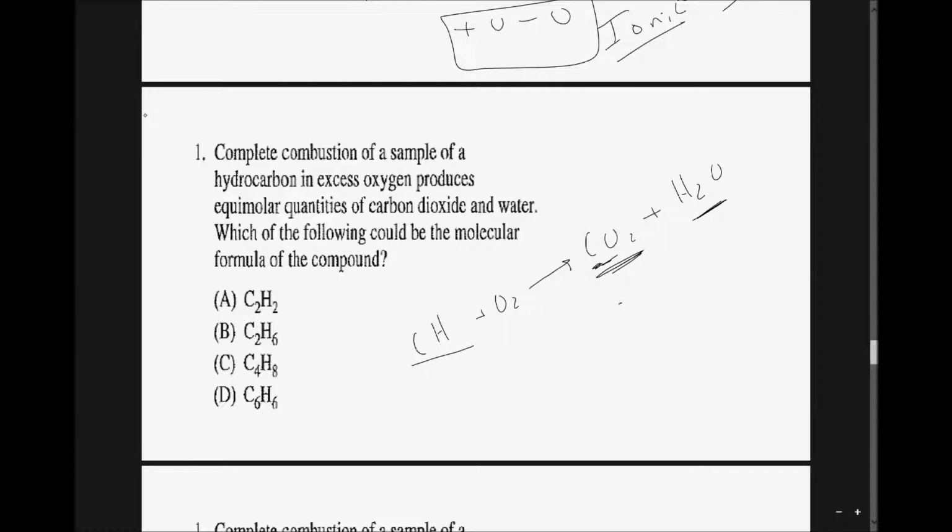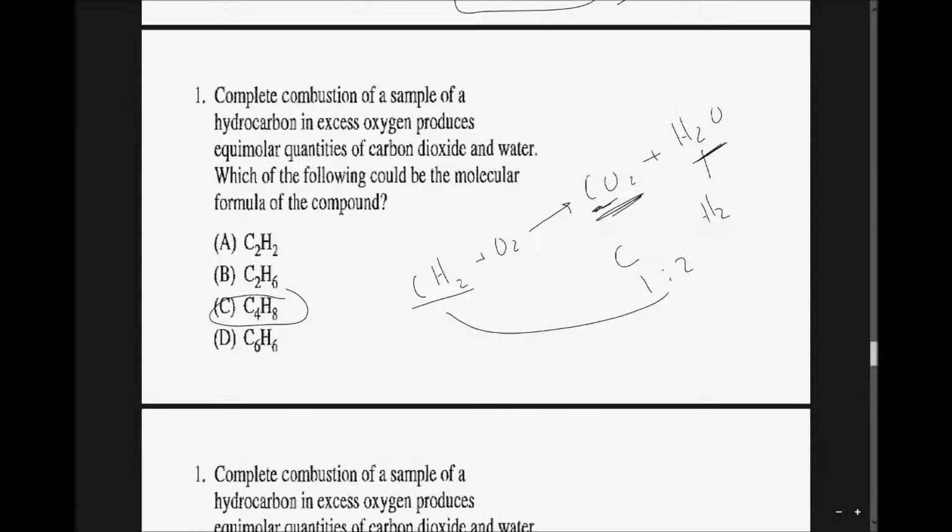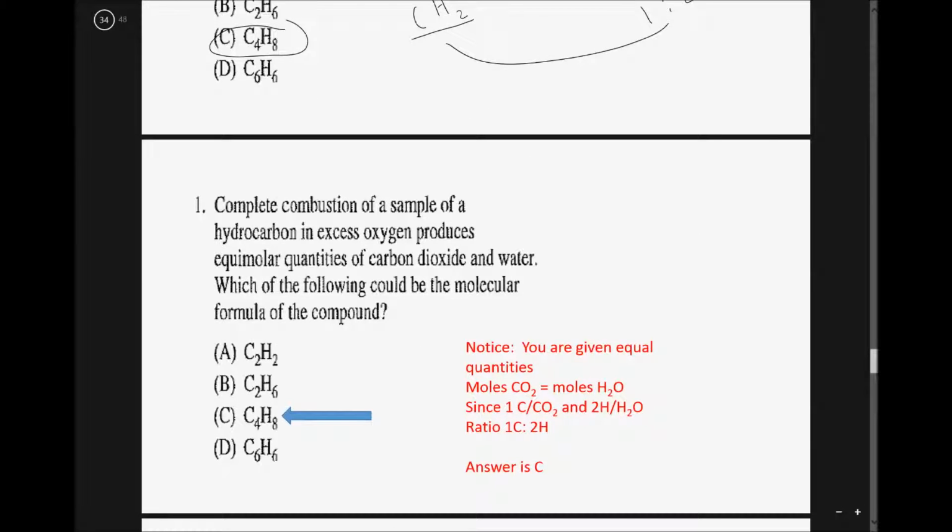So that means for every 1 carbon, we have 1 water, but there's 2 hydrogens in here, so we have H2. So it's a 1-to-2 ratio. In that sense, we're looking for this to have a 1-to-2 ratio. The only one that could fit this would be this guy right here. Moving on, again, there's the answer.